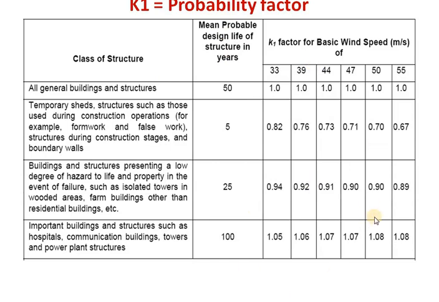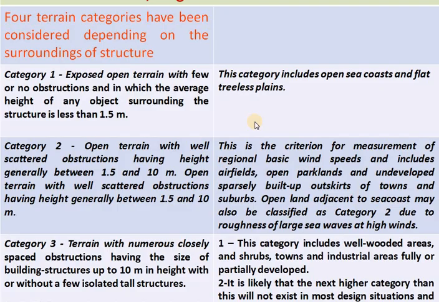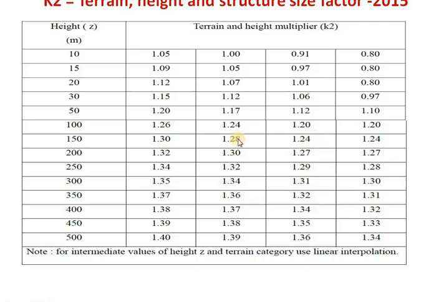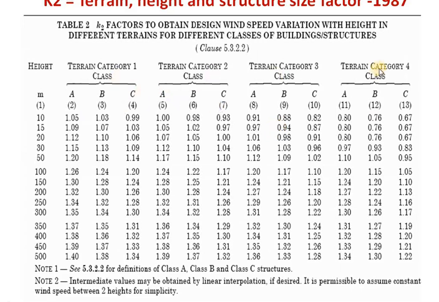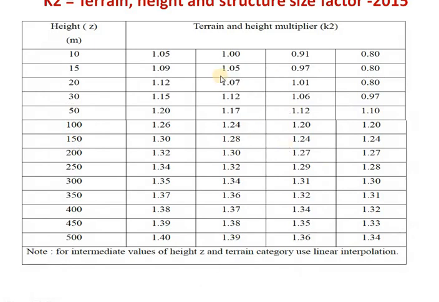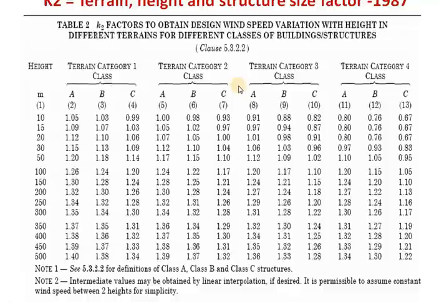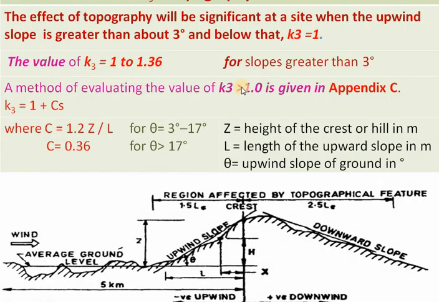Earlier also the same tabulation, but the K2 factor has changed now. Earlier we had terrain categories and classes, 3 classes we had, but now we have only 4 terrain categories, and classes we don't have. See here, this is for terrain category 1, 2, 3 and 4. But earlier we had terrain category 4 with 3 classes A, B, C. So this is the main change in the 2015 revised code book. And the K3 factor has not changed.